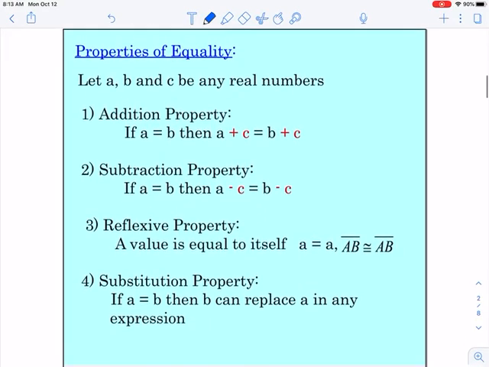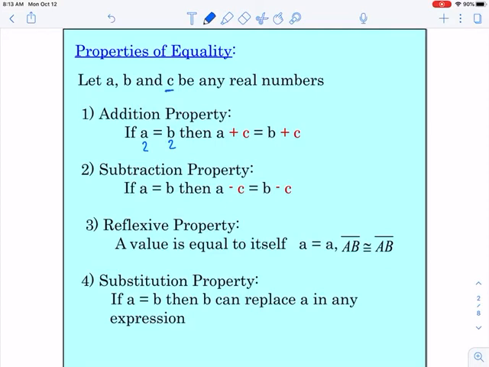Some other things that you're going to be able to use inside of a proof are properties of equality. So let A, B, and C be any real numbers. So we have the addition property. If A equals B, then A plus C equals B plus C. Again, letters are hard to realize. This is really stating something that seems very obvious, but you're going to have to write it inside a proof. So if you have A equals B, let's say I made A 2, then B would have to be 2.